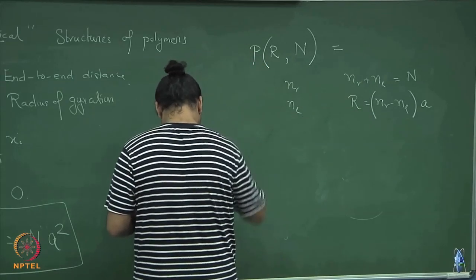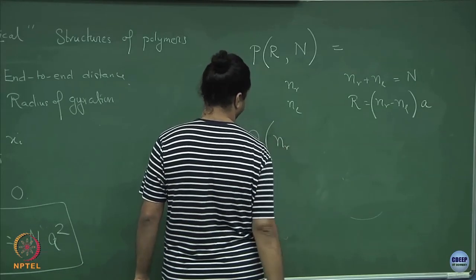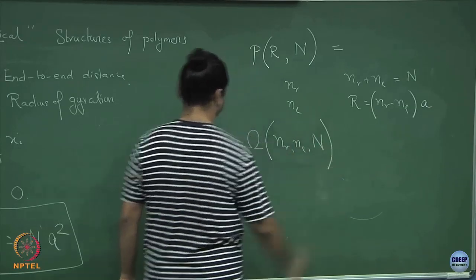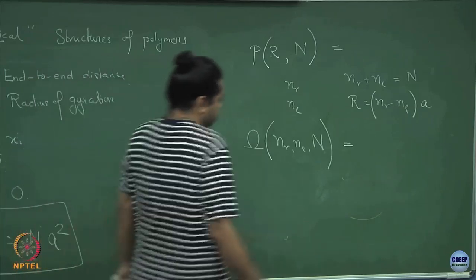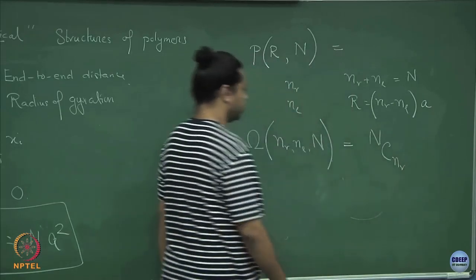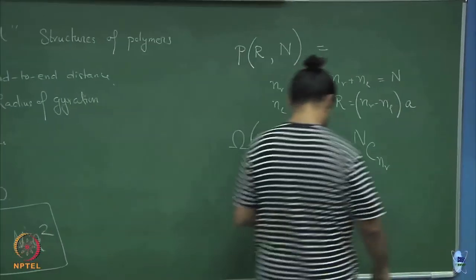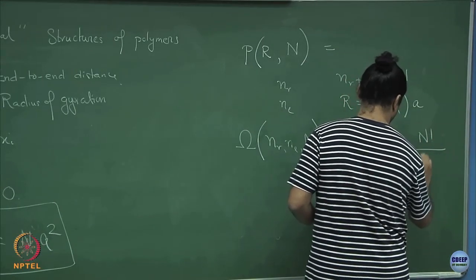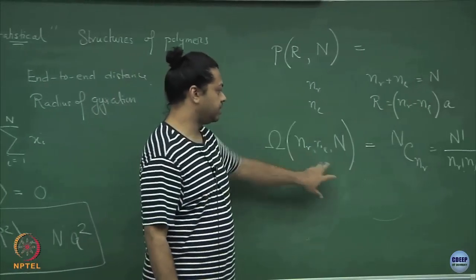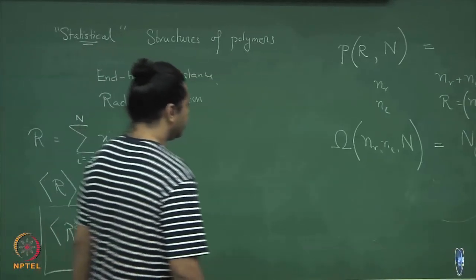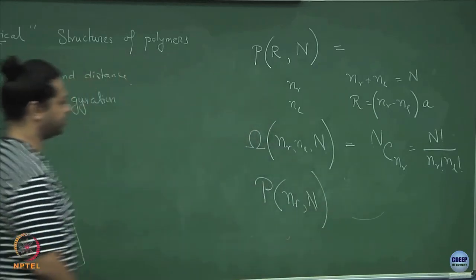So, then I can write, for example, the number of ways omega in which I can have NR steps to the right and NL steps to the left such that my total number of steps is N. And what is that? This is N choose NR, or N choose NL, whichever. Let me keep N. These are not independent coordinates. NL is just N minus NR. So, N choose NR, which is N factorial by NR factorial into N minus NR factorial, so NL factorial. That is the total number of ways in which I can take NR steps to the right, given that the total number of steps is capital N. So, then what would be the probability of a configuration like this? What would be the probability of a configuration where I have taken NR steps to the right out of a total of capital N steps?